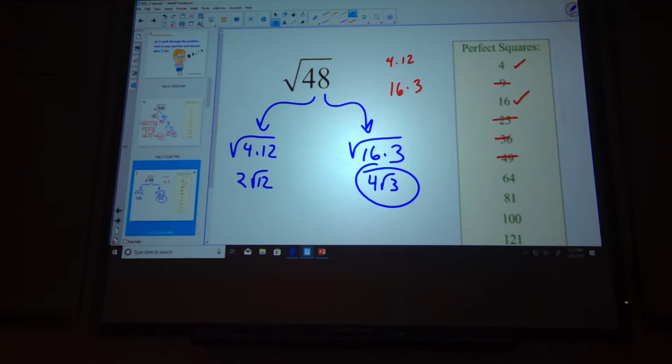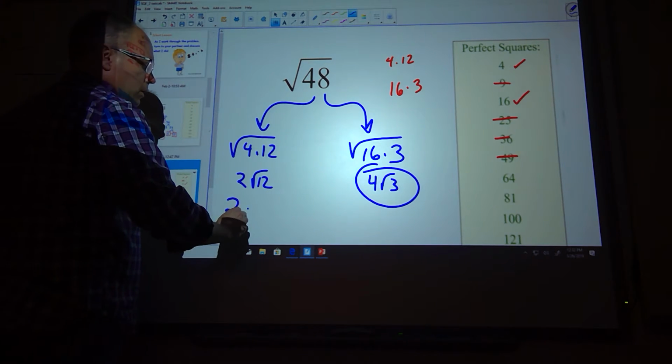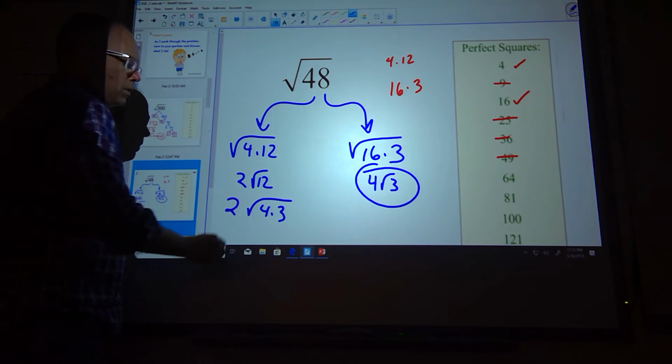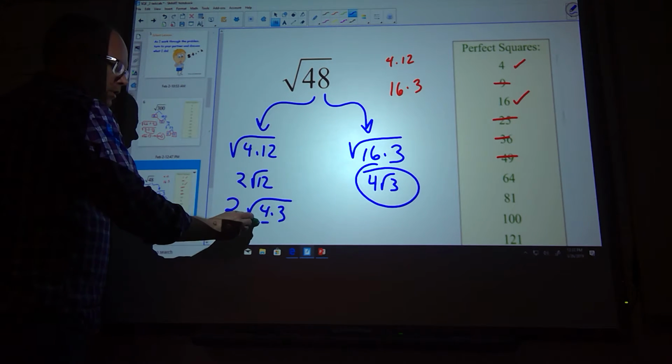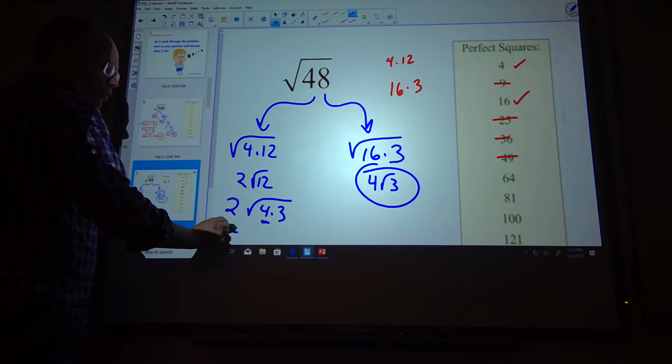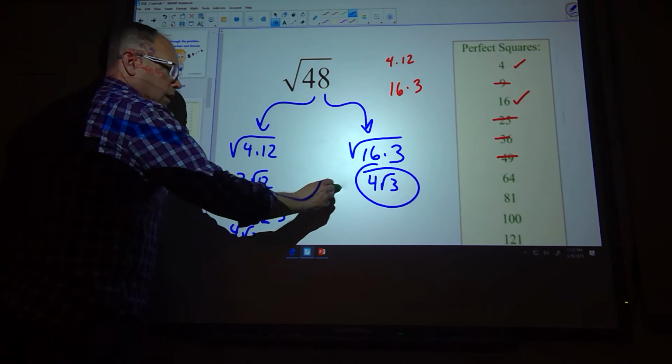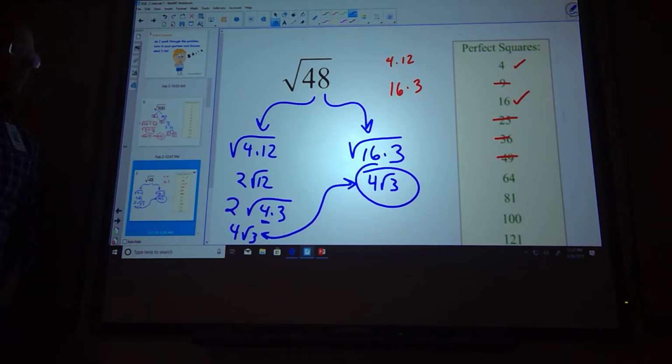Wait, I don't get it. So why 16 times 3 and not 4 times 12? I can still break 12 down. 12 would break down to this, and the square root of that is going to give me 4 root 3. It's still going to give me the exact same answer, but I would have to continue breaking things down.